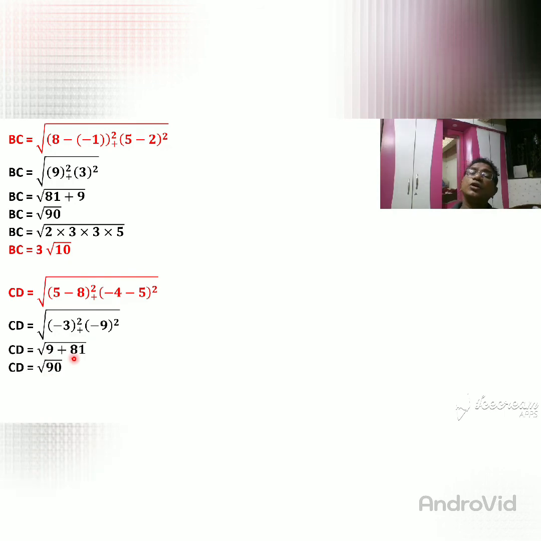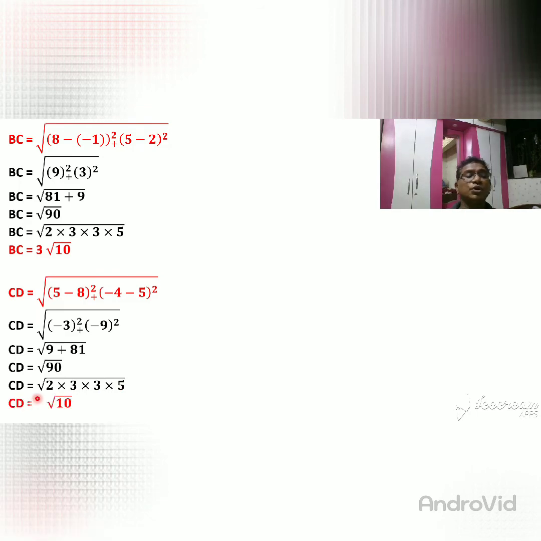So 90 is not a perfect square number. So again you factorize that number in such a way, 9 into 10. The square root of 9 is 3. See here, 2 3s are 6, 6 3s are 18, 18 5s are 90. So the square root of 9 is 3, so 3 root 10, since 2 5s are 10. So CD is equal to 3 root 10.